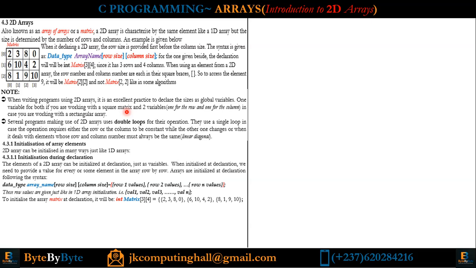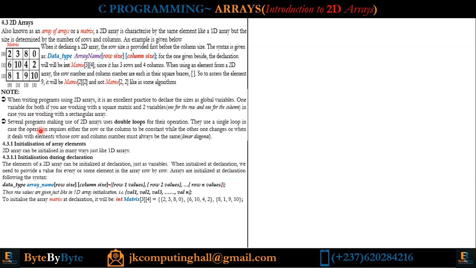We have data type, array name, row size, column size as in the declaration. Then you see that inside we have our curly braces first of all. And now inside the curly braces, we have curly braces for each row. That's why you see one curly brace for row 1, row 2, until row n. These row values are given just like in 1D array initialization. So for example, to initialize the array matrix at declaration, I'm going to have, in the first curly braces, 2, 3, 8, 0, as you can see, then 6, 10, 4, 2, then 8, 1, 9, 10.